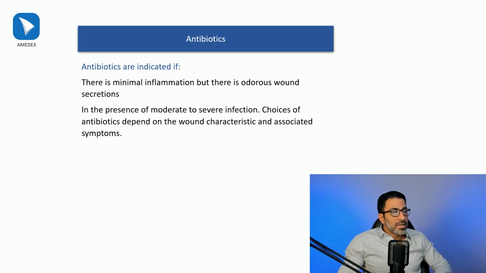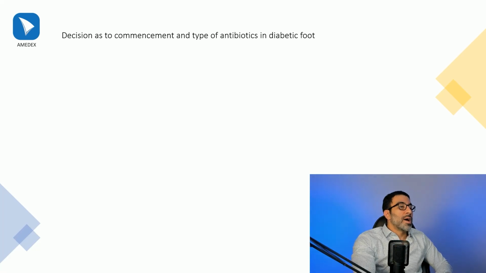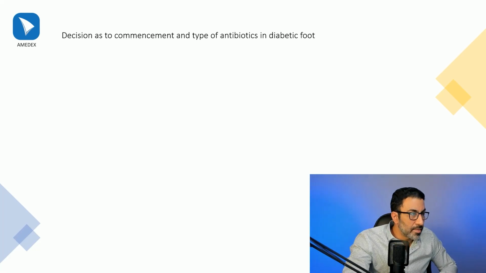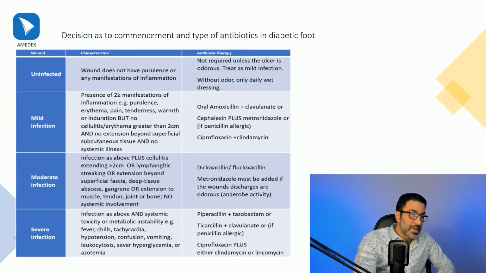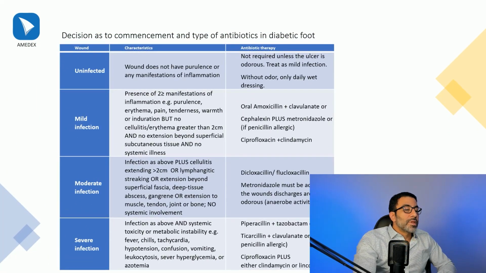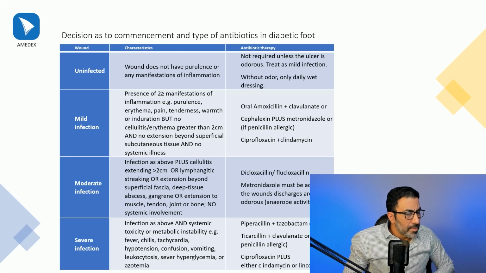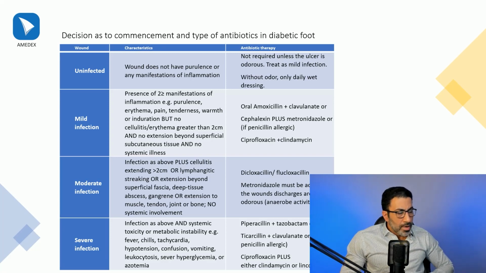And the second thing, in the presence of moderate to severe infection, choices of antibiotics depend on the wound characteristics and associated symptoms. And this is a very important thing I'm going to talk about right now. Decision as to commencement and type of antibiotics in diabetic foot. This table is going to be your friend. I think it's from RACGP or another Australian guideline, I can't remember right now.